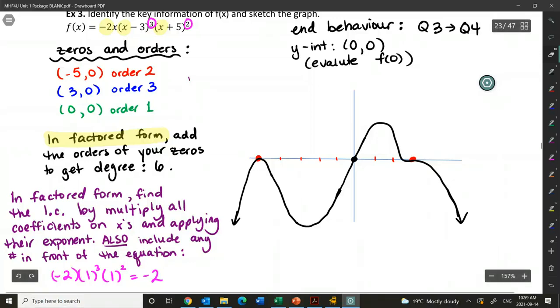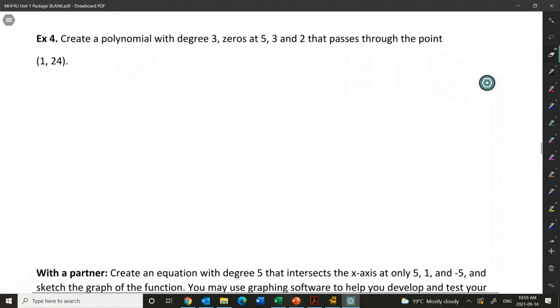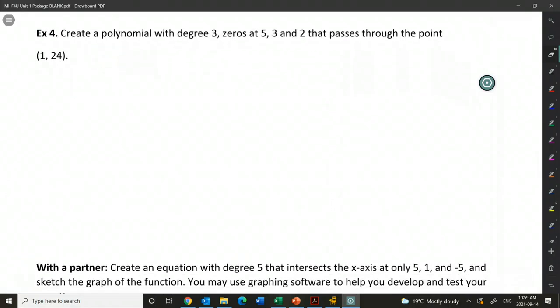Okay, last couple quick things here. We are going to create a polynomial with degree 3, with zeros at 5, 3, and 2. And it must also pass through the point (1, 24). So we're going to create this in factored form because it gives us information about zeros. This would be very difficult to do if I were creating it in standard form. I don't even know how to do that. But factored form is much easier.